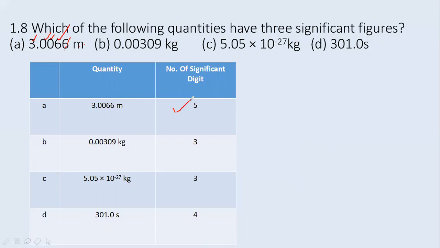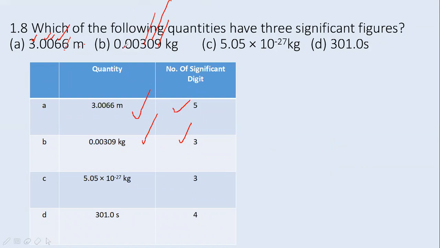Five significant figures. This number has three significant figures. Because if you look at this number, the first rule: a non-zero digit is significant. The second rule: a zero between two significant figures is significant. The 3 is significant, first rule.